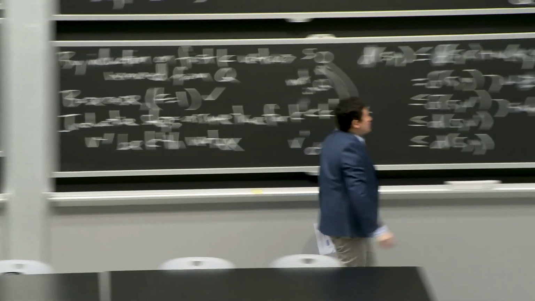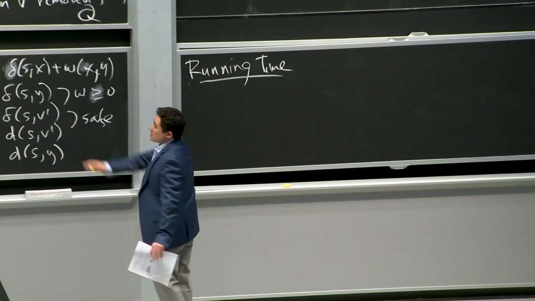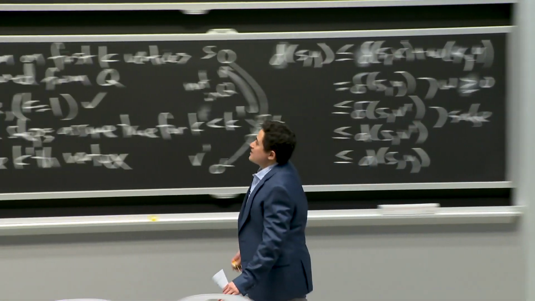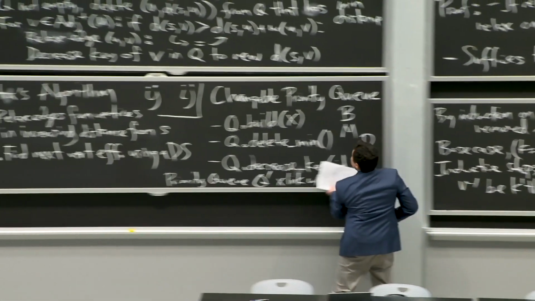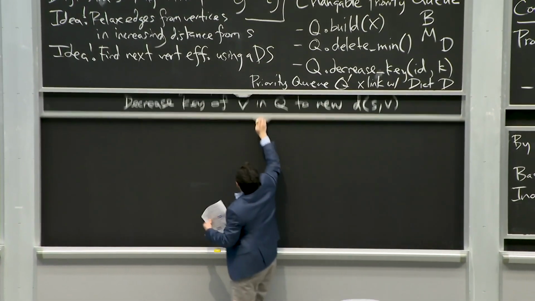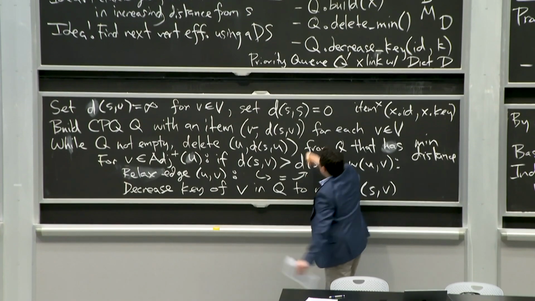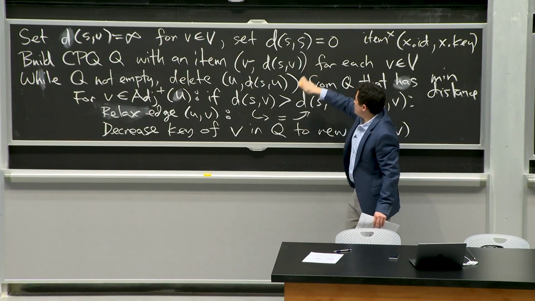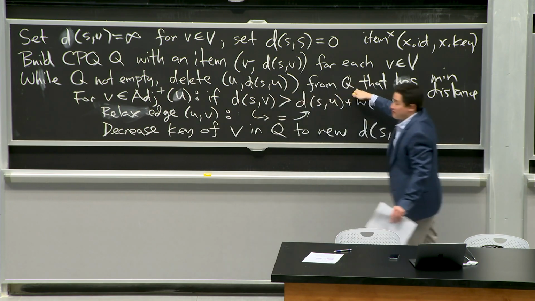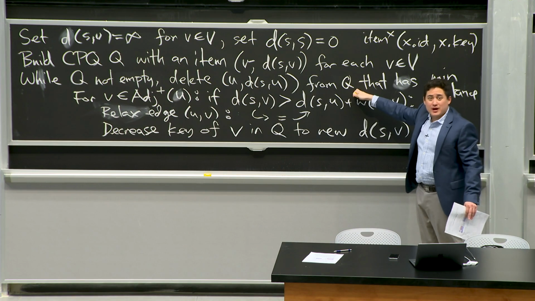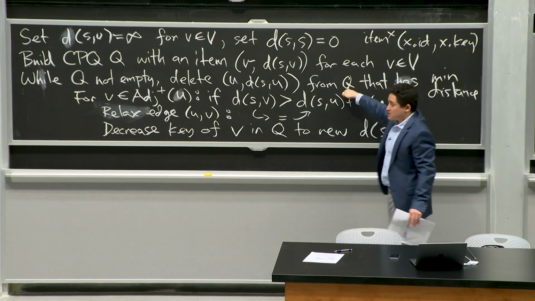Okay? So what's the running time of Dijkstra? If I take a look at that algorithm over there, well, let's switch these back up again. Okay, so what does this do? We build once, right? Then we delete the minimum from the queue. How many times? V times, right? We remove every vertex from our queue.